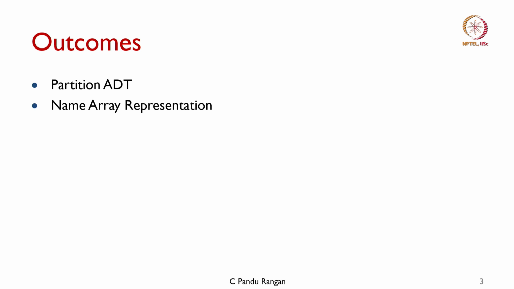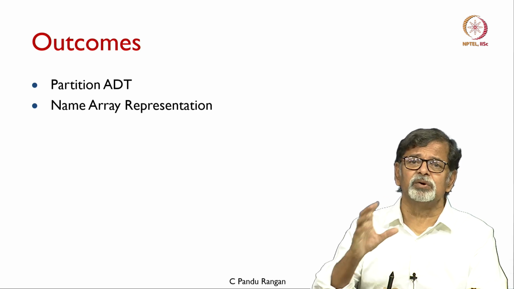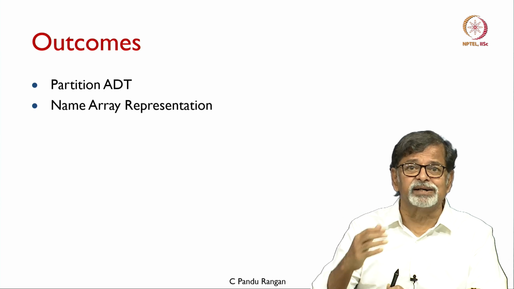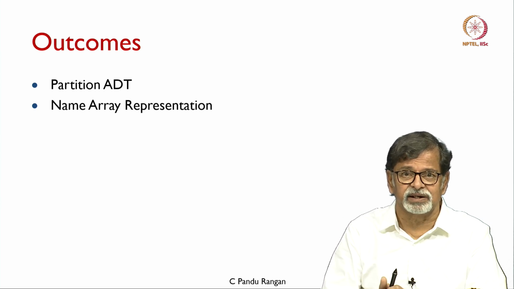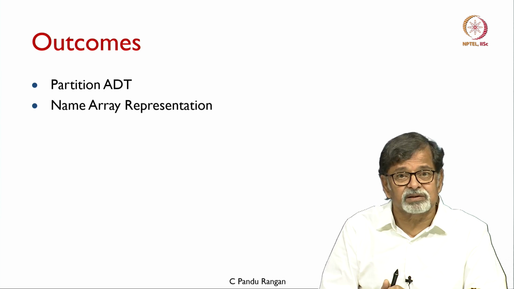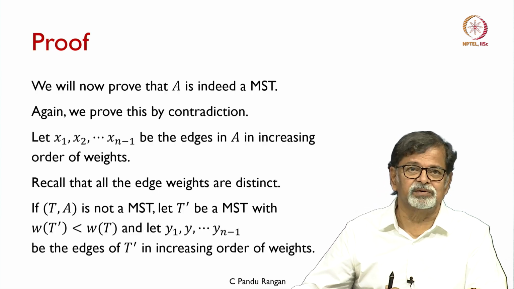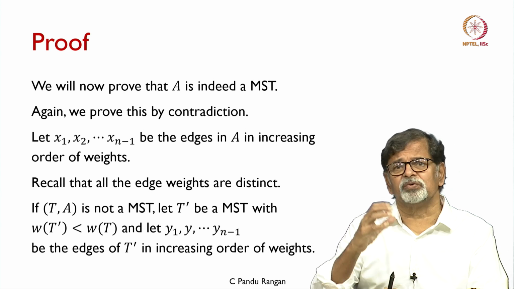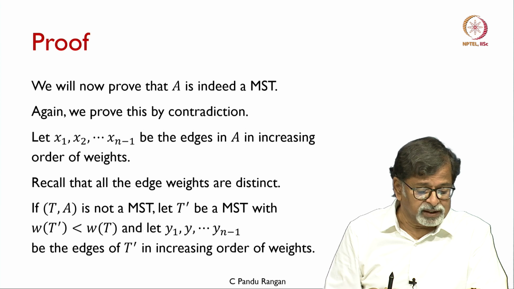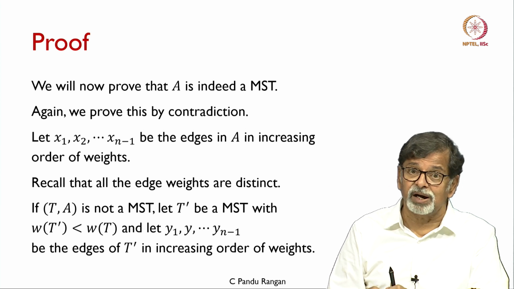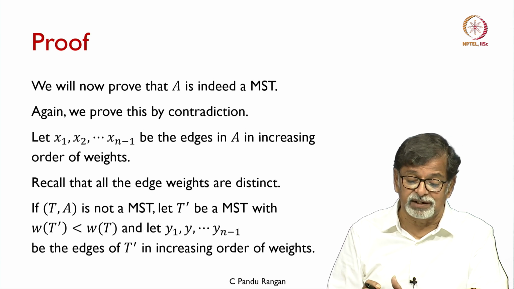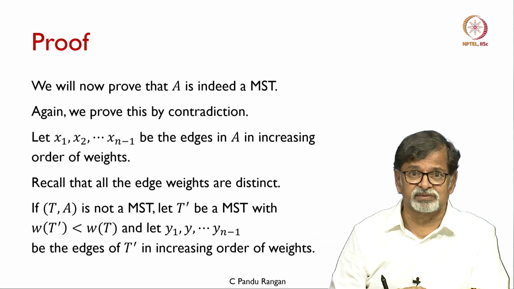We need to first prove that the set of edges form a tree, which we have seen already, and we have to prove that it forms a minimum spanning tree. The edges that are collected in A, the name of the set that we had given, indeed form a minimum spanning tree. So, let us look at the proof. The proof is again by contradiction. A is going to have n minus 1 edges. Let x1, x2, ..., xn minus 1 be the edges in A in the increasing order of their weights.